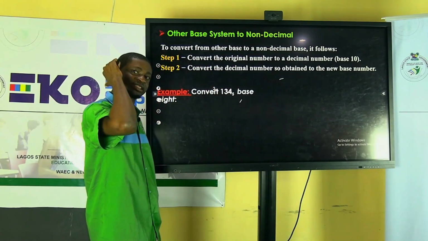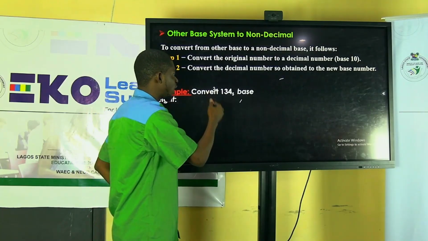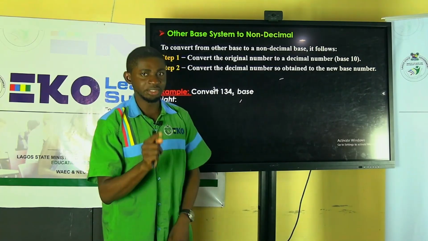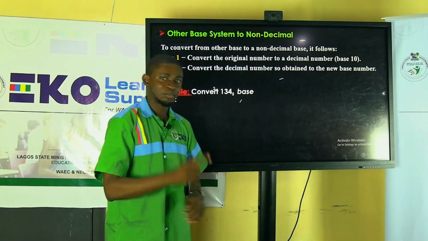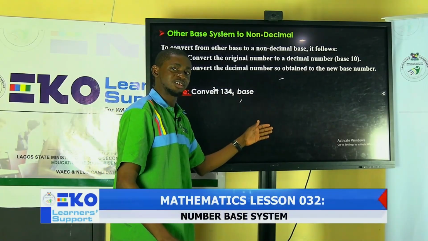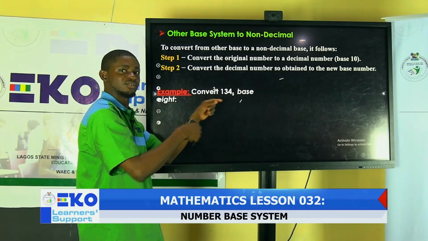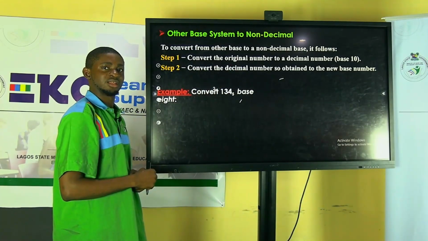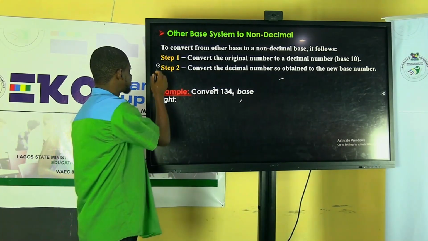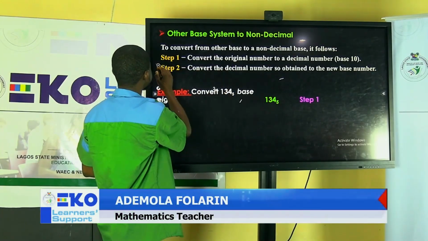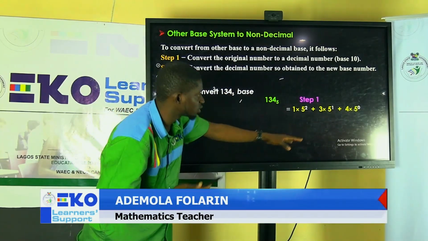We've learned how to convert in base 10. That's just 1 multiplied by 5 plus 3 multiplied by 5 plus 4 multiplied by 5. Then we give it power of 0. That is, we are giving the base 5 power of 0 from the right hand side, which becomes something of this nature. The very first step is to convert to base 10. So let's look at how it is done.